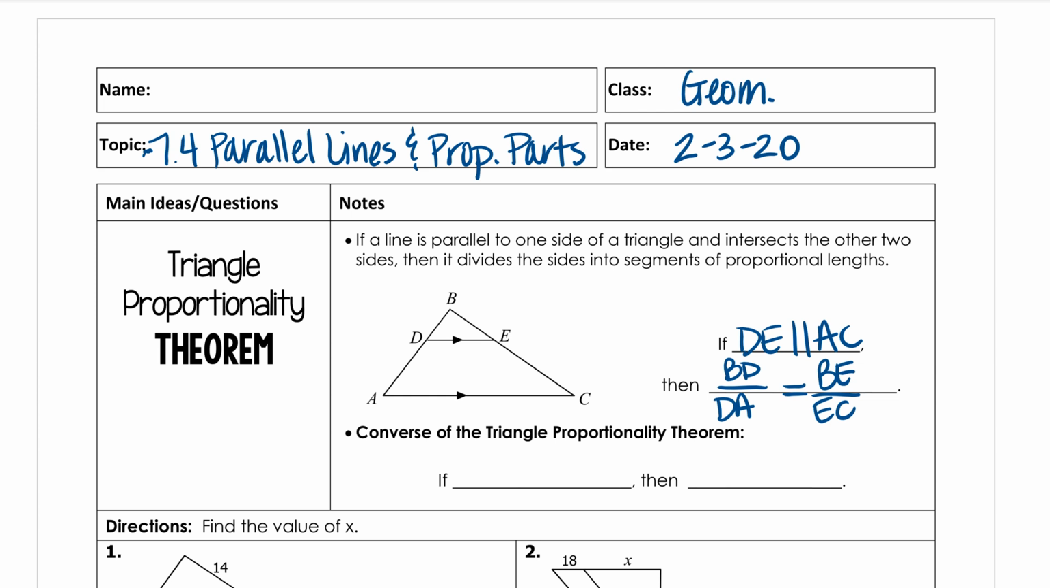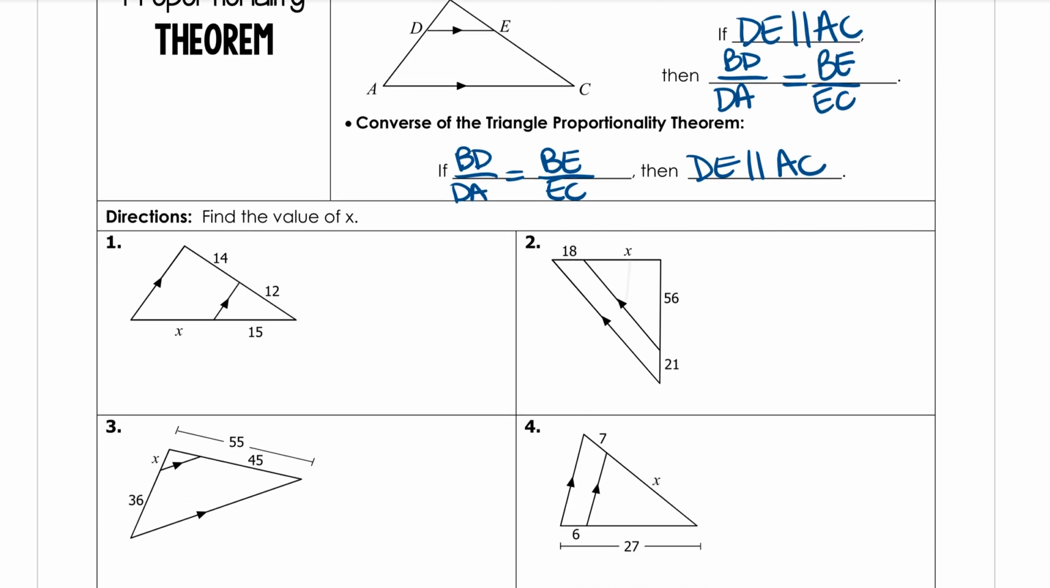Okay, so if those lines are parallel, then it breaks up that triangle into proportional pieces on both sides. The converse of this statement is also true. So if those segments BD over DA is equal to BE over EC, then the two lines have to be parallel. So remember, the converse just switches the hypothesis and the conclusion, so this is true both ways. Okay, so we can use this theorem to help us solve for missing sides in triangles because of these parallel lines.